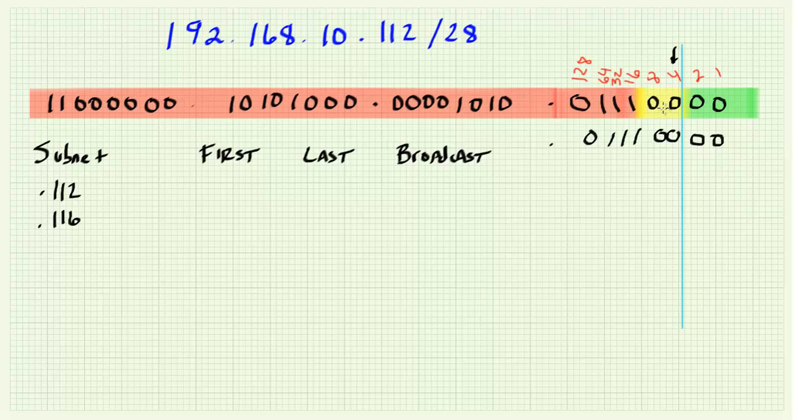How many subnets are we going to have? We're going to have 4 because we've got 2 subnet bits. 2 to the second is equal to 4. So the next one, 116 plus the increment, .120. The next one after that, .120 plus the increment, which is 4, .124. And those are our 4 subnet IDs.